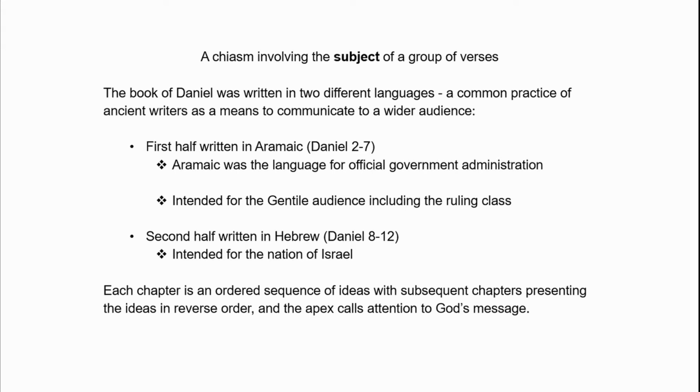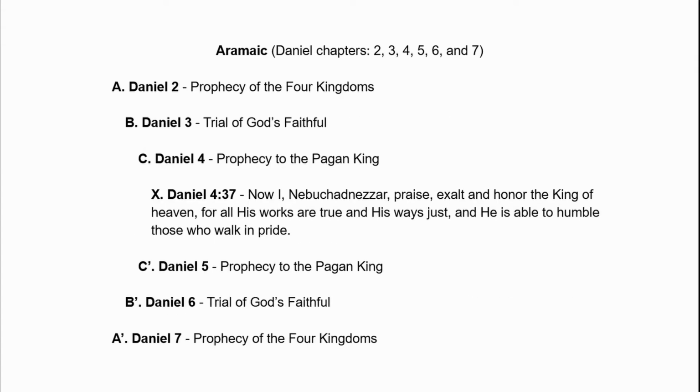The chiasm design that Daniel employs is an ordered sequence of ideas that lead up to an apex, after which the ideas are presented in reverse order. Each chapter of the book is one concept, and the apex calls attention to God's message to that target audience. The Aramaic chapters of Daniel are 2 through 7. The prophecy of the 4 kingdoms, in Daniel 2, is about Nebuchadnezzar's dream of a great metal statue.